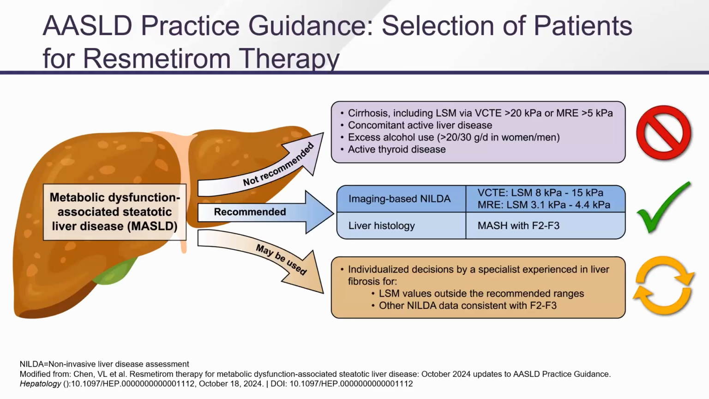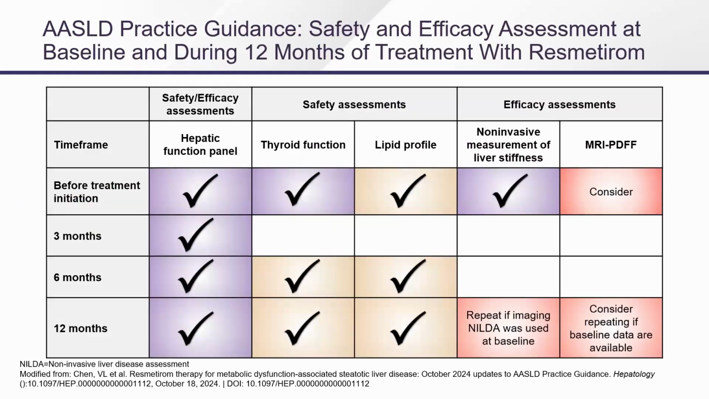It certainly should not be used in patients with cirrhosis, other concomitant liver disease, excess alcohol use, or active thyroid disease. I have to emphasize active and uncontrolled thyroid disease because the MAESTRO-NASH trial included patients with well-controlled thyroid disease. About 13% of patients had thyroid disease, so this is not an exclusion, but the disease has to be well-controlled and well-managed. And it may be used outside of these criteria. Probably this is best left to the decision of the subspecialist.